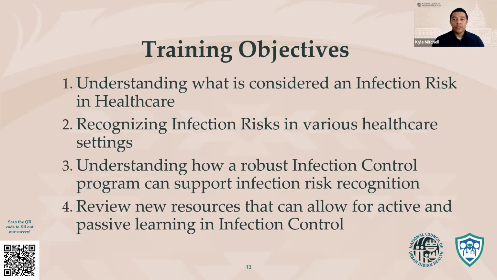The first one is to understand what is considered an infection risk in healthcare. Second is to recognize infection risks in various healthcare settings. Third is to understand how a robust infection control program can support infection risk recognition. And lastly, to review the new resources that can allow for active and passive learning in infection control. Next slide, please.